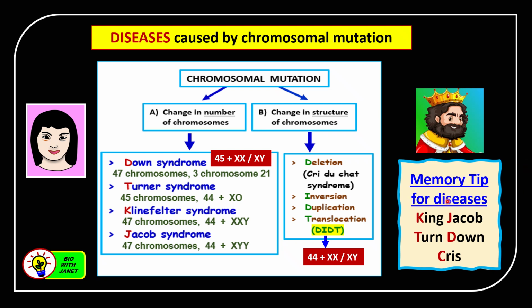King for Klinefelter syndrome, J for Jacob syndrome, Turn for Turner syndrome, down for Down syndrome, and Chris for Cri-du-Chat syndrome.